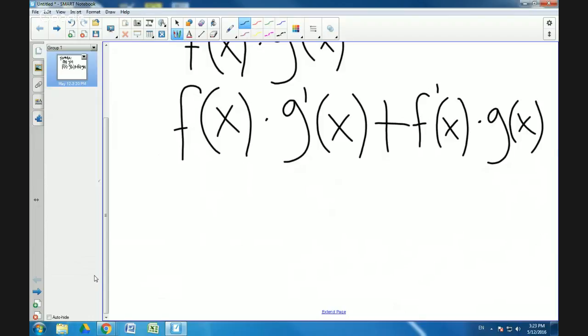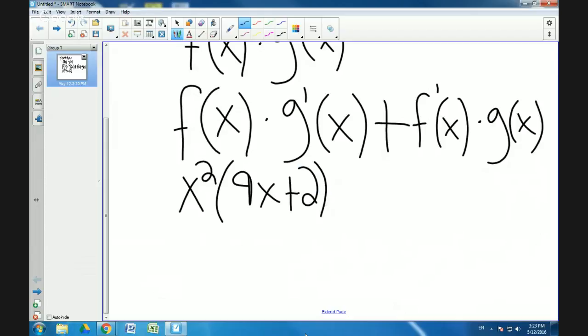So now we will do a practice problem. Here's our first problem. X squared times 9x plus 2. So if we remember what I just said, we will do copy. We will copy our first multiple times the derivative of our second multiple, which is 9, because we'll remove the x and the 2 using power rule.